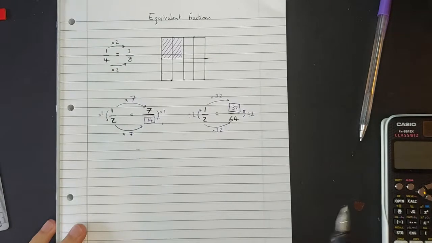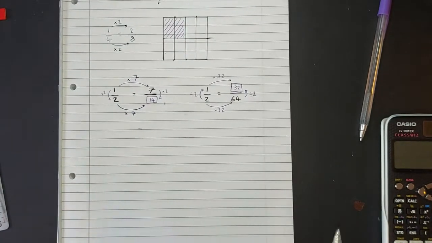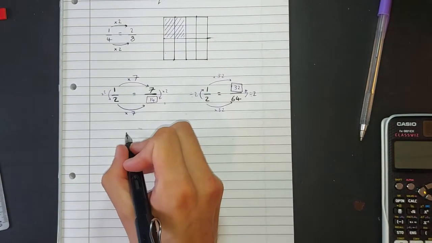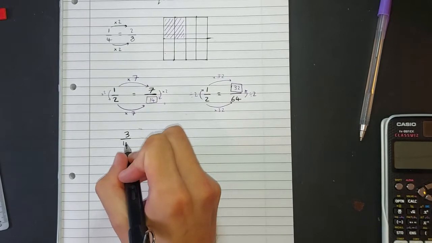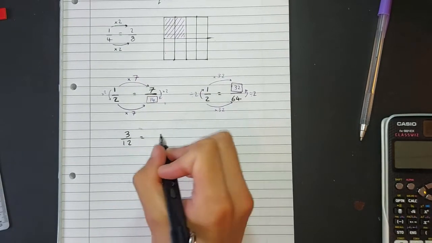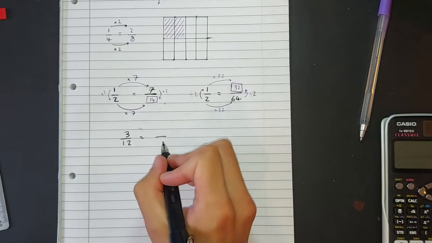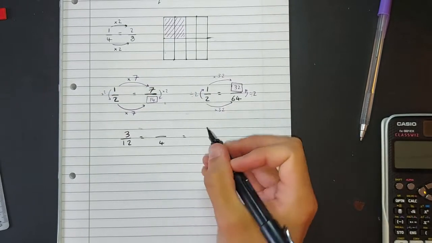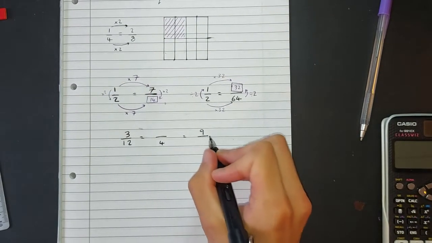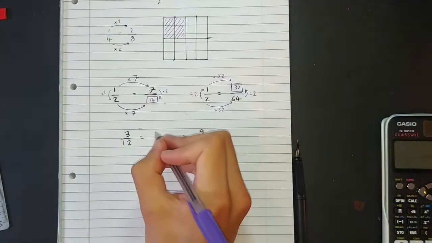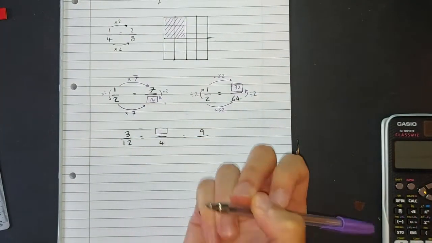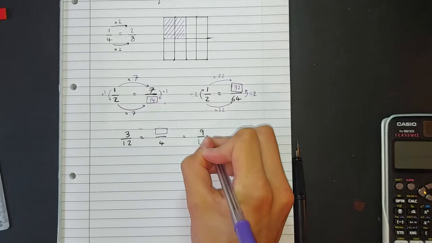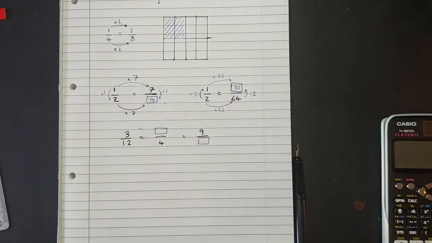Right then, let's have a quick look at one more example. We're going to have the fraction 3 over 12. Okay, I'm going to do a couple at once, and we're going to go from something over 4 and 9 over something. So we're looking for what would be written here and what would be written here.